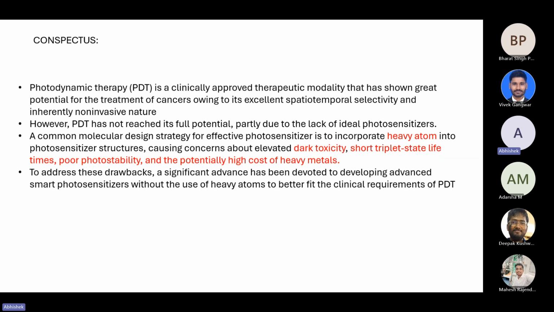As we know, photodynamic therapy (PDT) is a clinically approved therapeutic modality that has shown great potential for the treatment of cancer owing to its excellent spatio-temporal selectivity and inherently non-invasive nature. However, PDT has not reached its full potential, partly due to this.